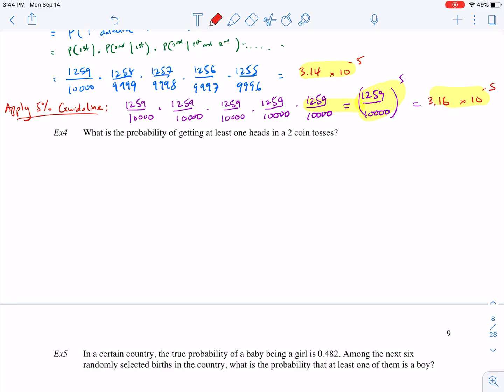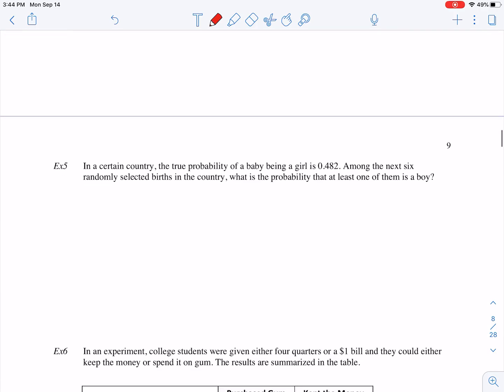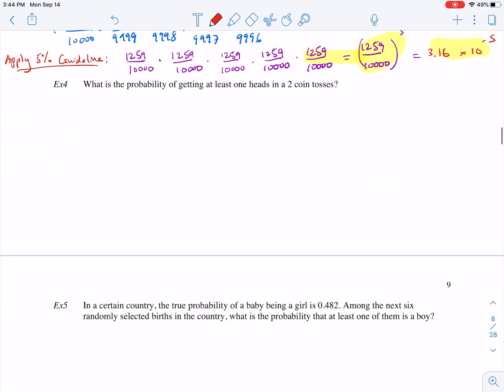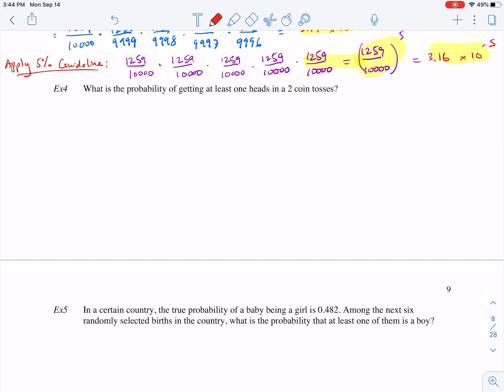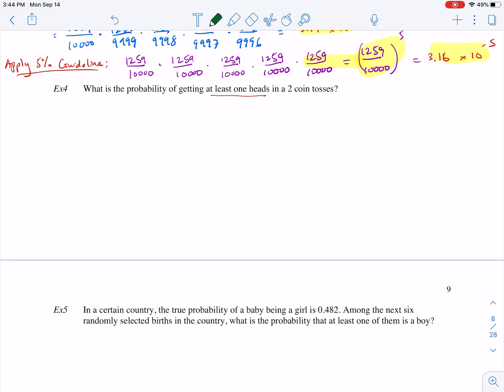Next, example 4. What is the probability of getting at least one heads in a 2 coin toss? So in this case we have 2 separate coin tosses, or more than one single trial. This is when we know that we apply the multiplication rule, but it also has "at least one." That's the terminology that we're going to use in this case. And let's look at how we're going to do this.